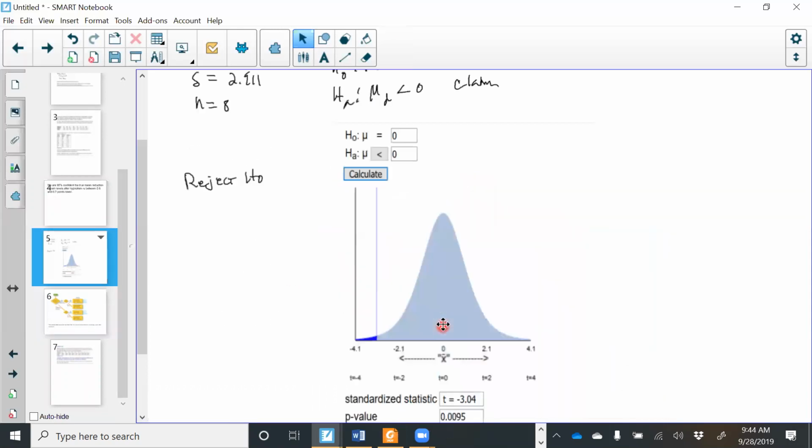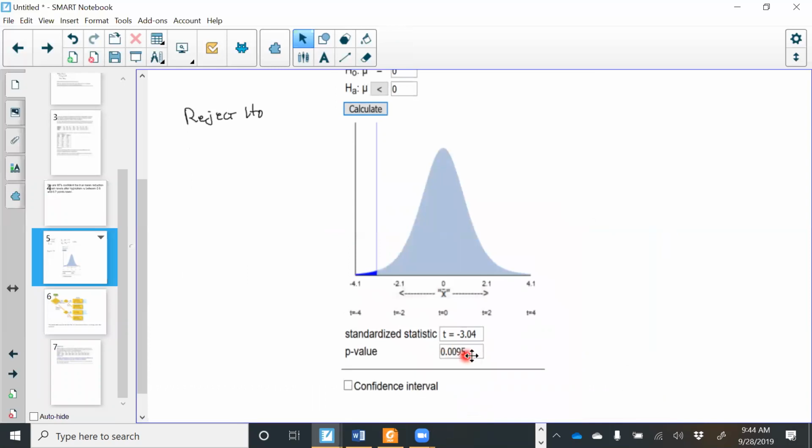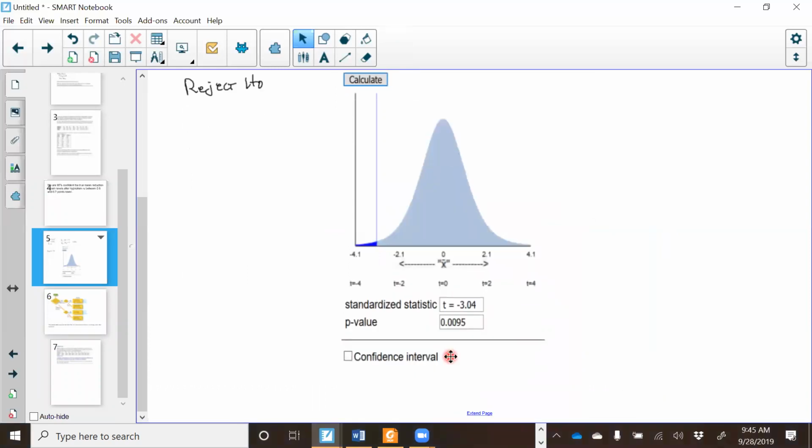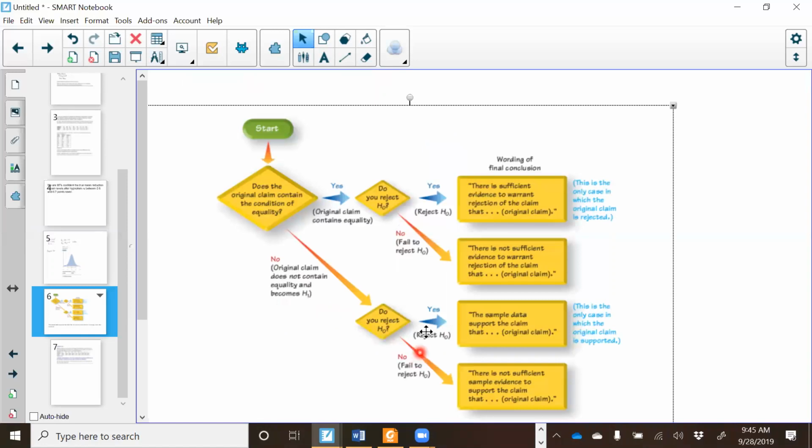At the 5% level of significance, this p-value is less than 5%. So I'm going to reject H0. Okay, because that's less than the level of significance. No different from last week. So since I rejected H0, I'm going to use this phrasing to put my decision in context. And this is just how you can start it.